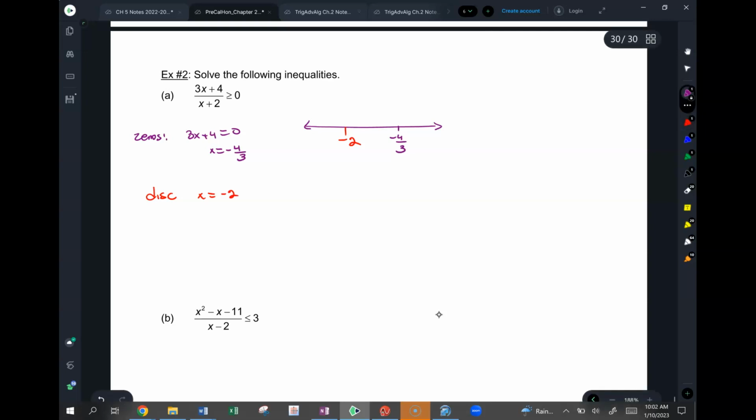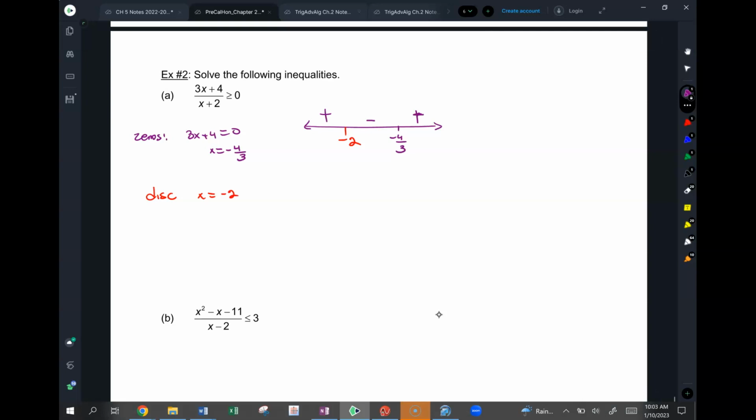So let's check one of them. 0 is here, right? So when I plug 0 into this function, I get positive. Is that right? Okay. Now let's do multiplicity. Where did the negative 4 over 3 come from? Here. Does that have odd or even multiplicity? Odd. So it has to change sign there and become negative. All right? In going to the other region, we check the negative 2. Odd or even multiplicity? Odd. Change the sign again.